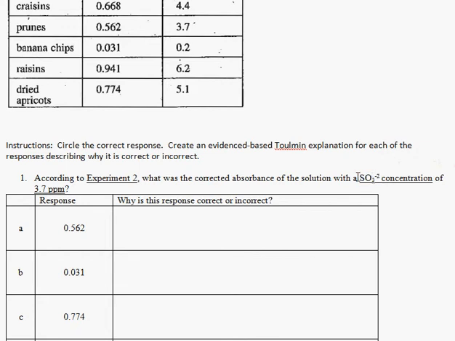So there it is. Alright, so we're going to look at experiment 2. We're going to look for SO3 minus 2 concentration of 3.7 ppm. And the last piece of information we need is, what are we looking for? Well, what was the corrected absorbance? That's what we're looking for, okay? So that's the part where we need to find. So we're looking for a corrected absorbance, and we're looking in experiment 2, SO3 minus 2 concentration of 3.7 ppm.